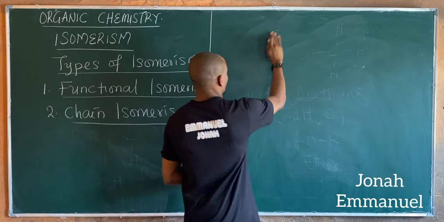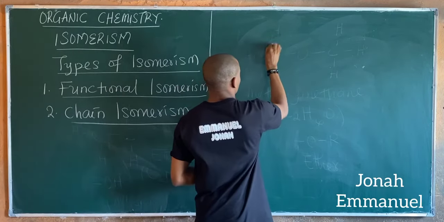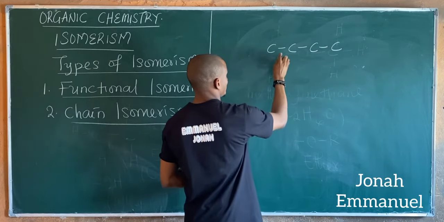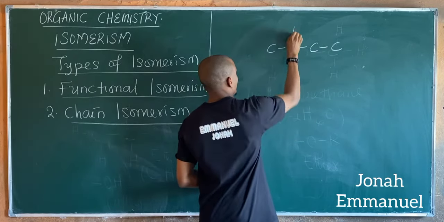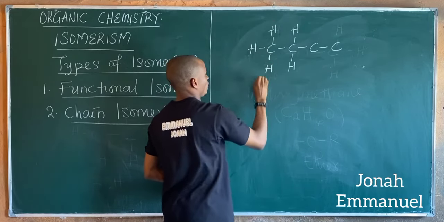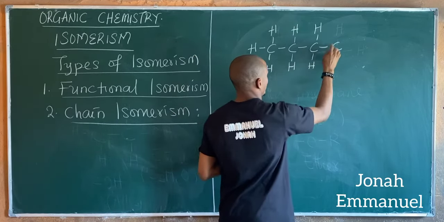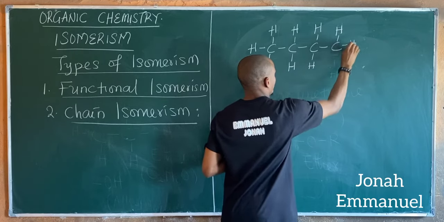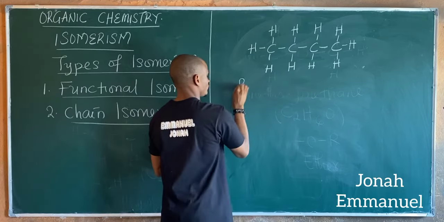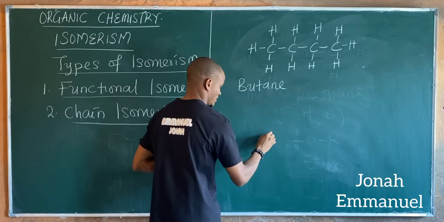Let's look at butane, for instance. For butane, I'll have 4 carbon atoms. So this becomes 1, 2, 3, and 4. Each carbon is completed with hydrogen atoms. So this is my butane. This is butane.